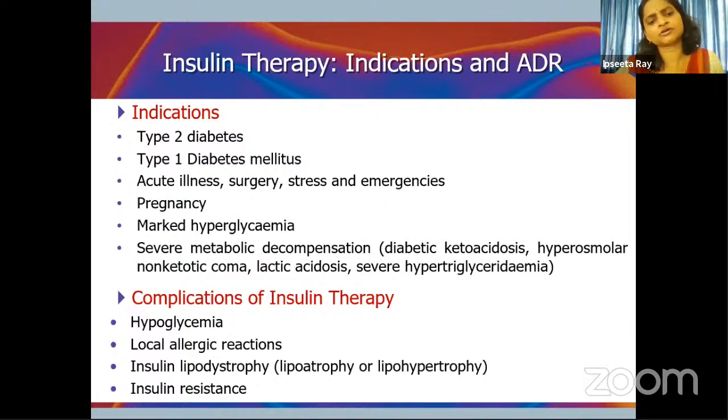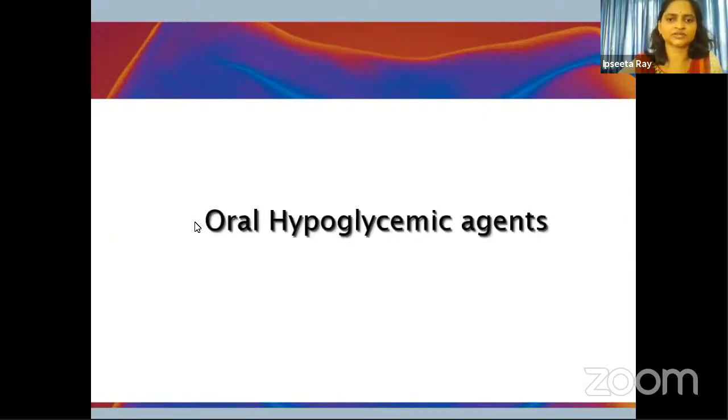Then insulin can also cause local allergic reactions. It can cause insulin lipodystrophy, either atrophy or hypertrophy, because insulin is taken subcutaneously. Therefore, it can cause these lipodystrophies. What is advised is that you should alter the site where you are taking the injections every day. Then insulin can also cause insulin resistance. So these are the adverse effects of insulin.